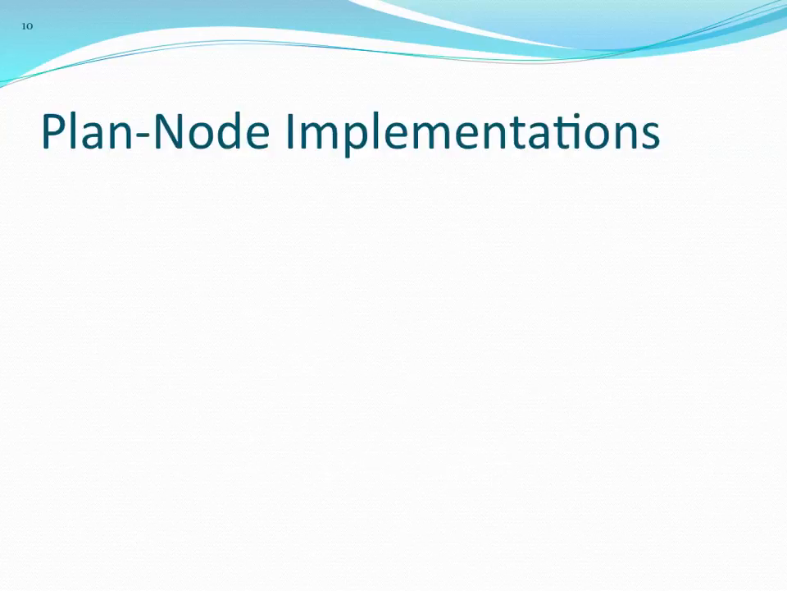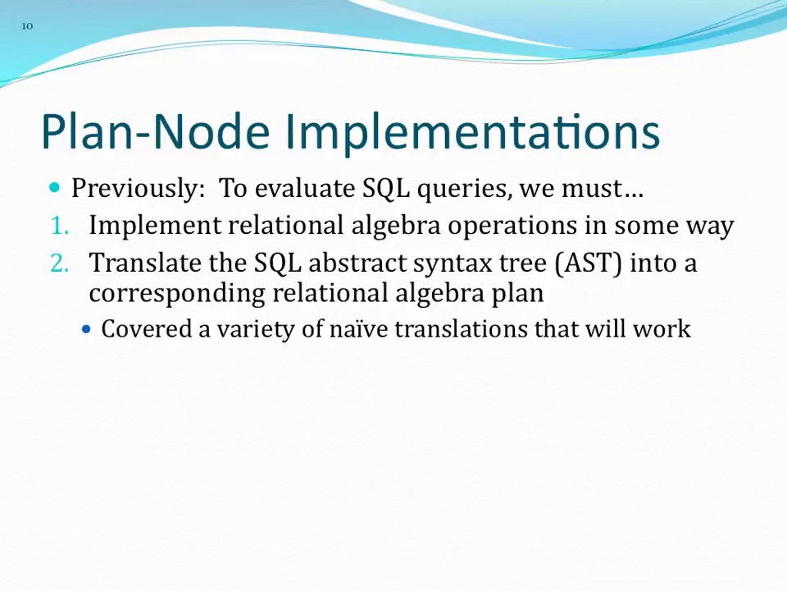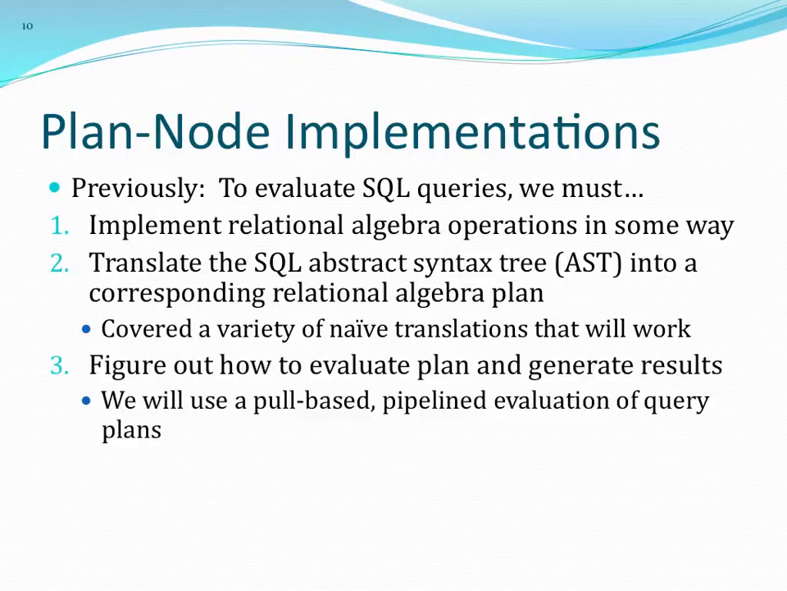Okay. So we're going to start talking about implementations. We had these things that we had enumerated we needed to deal with if we were going to evaluate SQL queries. First one, implement relational algebra operations in some way. We have not talked about this yet. How do we do this? The second one was how to translate the SQL abstract syntax tree into some kind of plan. Well, we've kind of beaten that one to death pretty well. We have a lot of options now. They're all pretty naive, but at least they'll work. And then finally, how do we evaluate this execution plan we come up with?